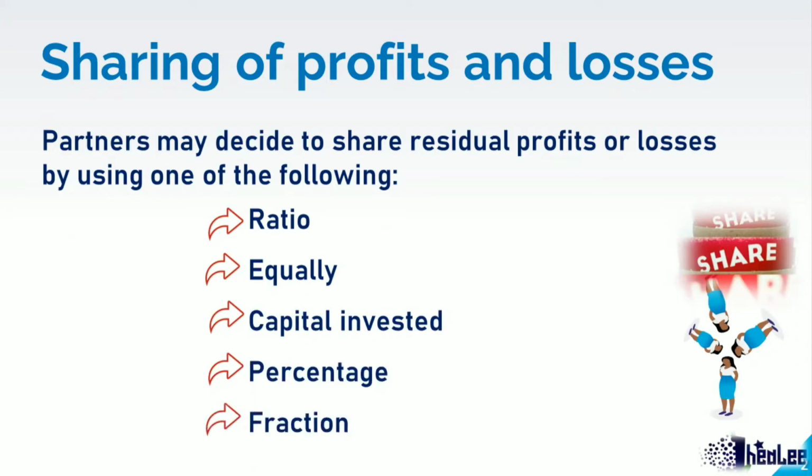So when you get a question, they may give you a ratio, they may say to share equally, they may say to use a ratio based on the capital invested by the partners. You may be given percentages to share it, or simple fractions, right? Basically, when you look at all of these, the general thing is the ratio in all to share the profits and losses between the partners.